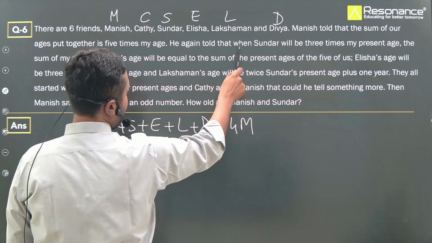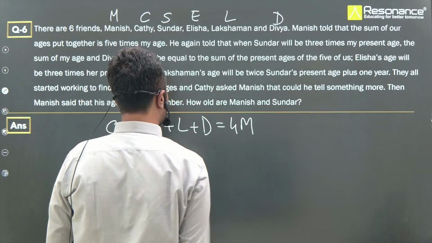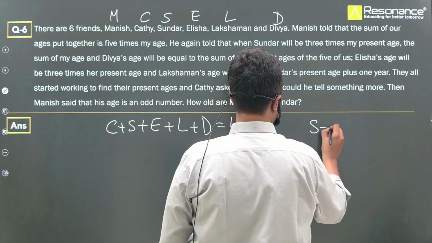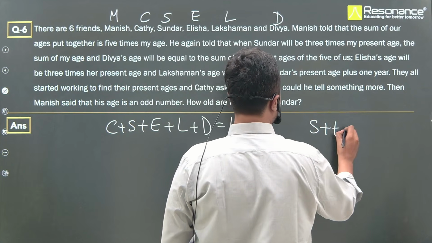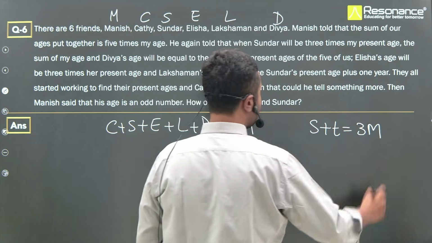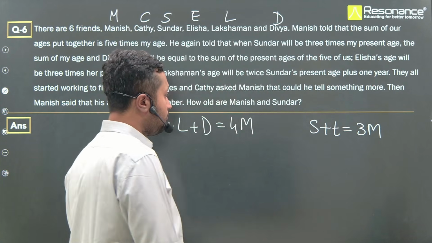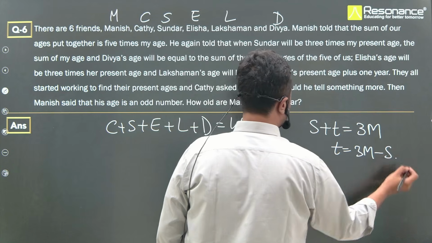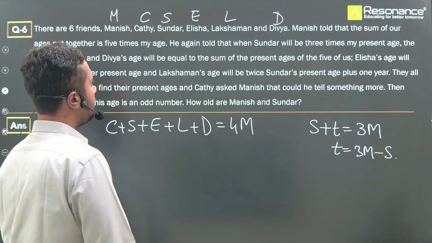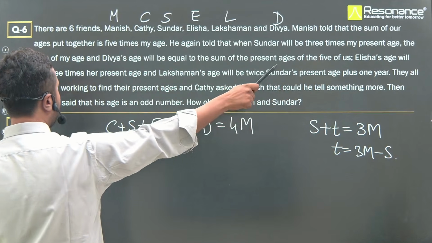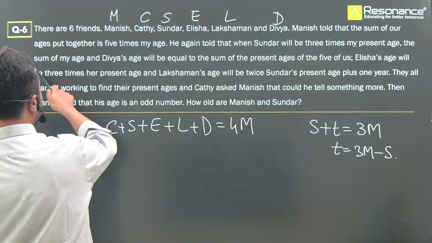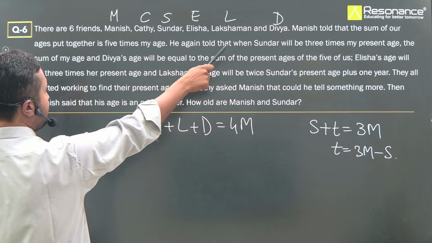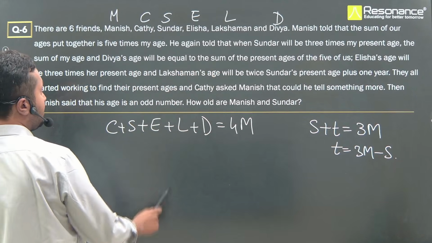He again told that when Sundar will be 3 times my present age. So what's really going on? After some time, Sundar's age will be S plus T. And that is 3 times Manish's present age. So after how much time would that happen? That means T is 3M minus S. Okay, so at that time, sometime in the future I hope, the sum of my age and Divya's age. So my age meaning Manish, because Manish is the one speaking about all these things.